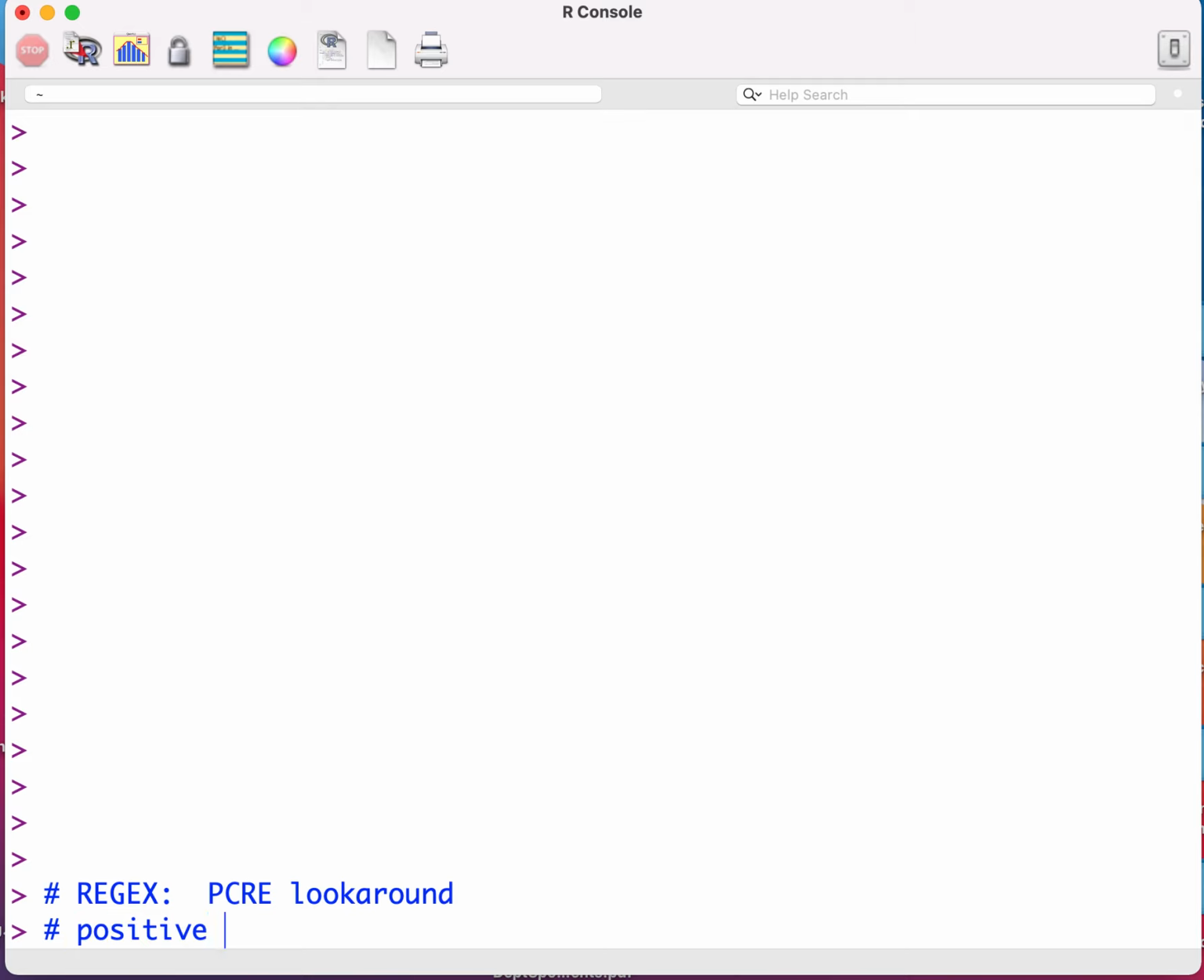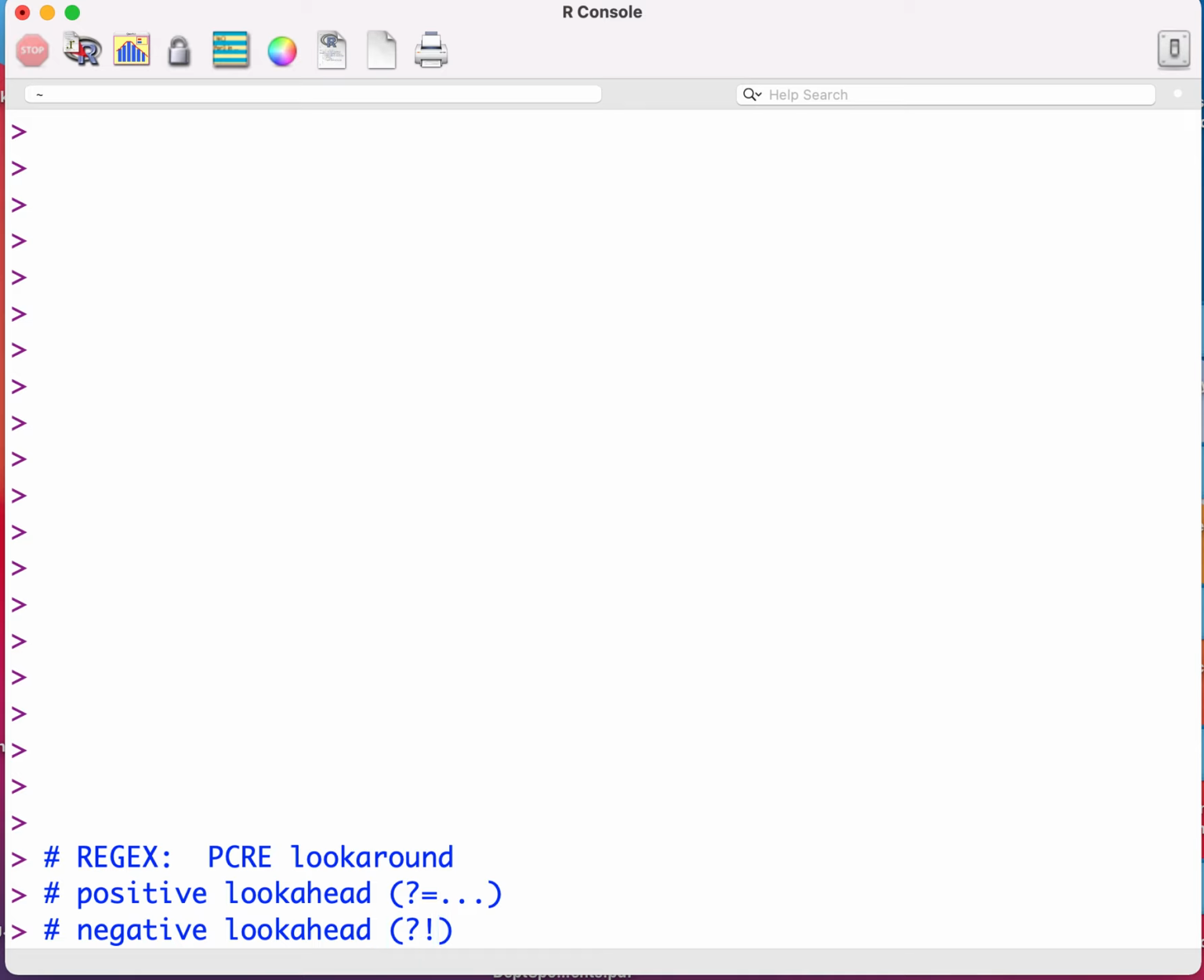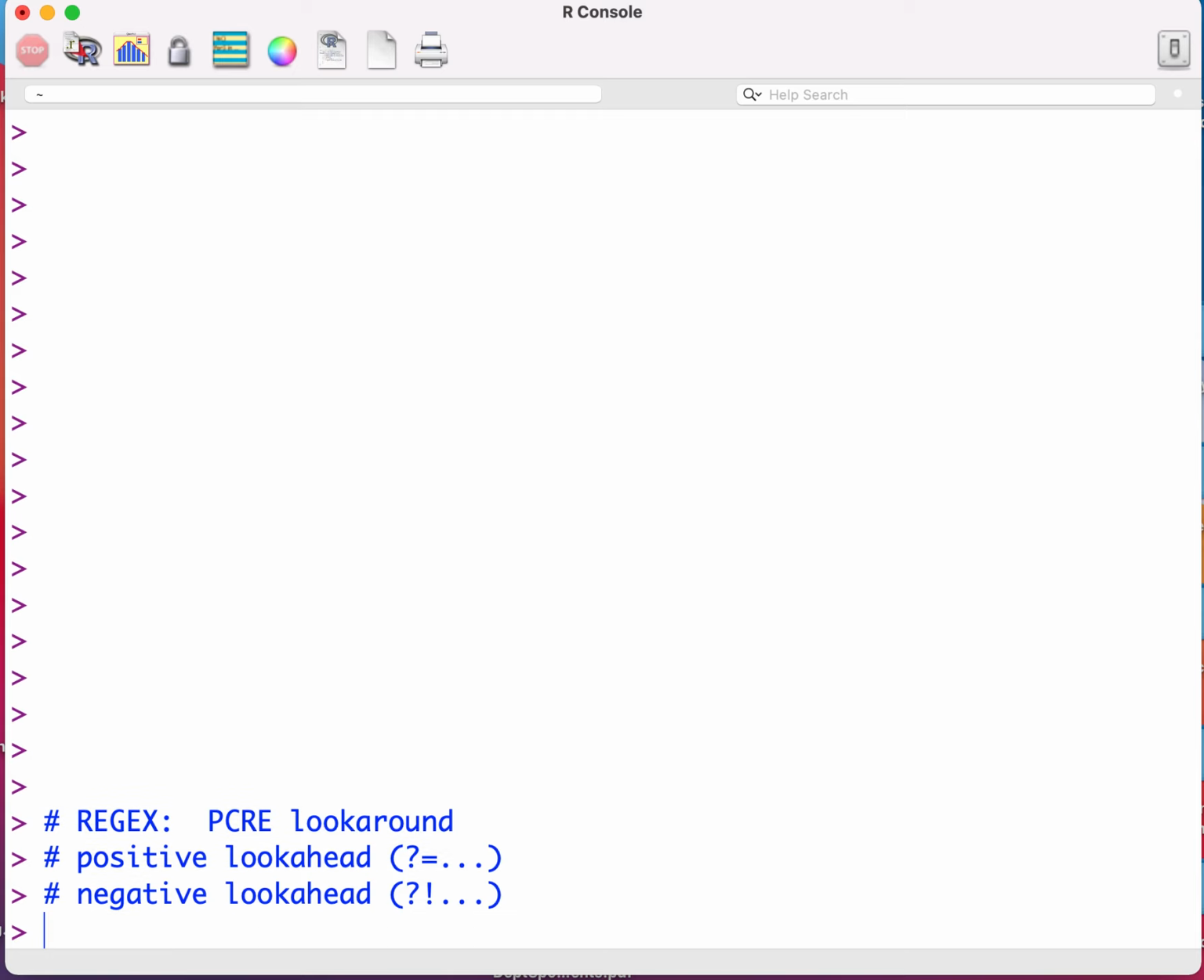There's positive look ahead, which goes like this. It's question mark equal, and then a regex. And it says it's going to look for stuff followed by this pattern, but not including it. Negative look ahead, that's this, saying it's not followed by a certain pattern, will match.